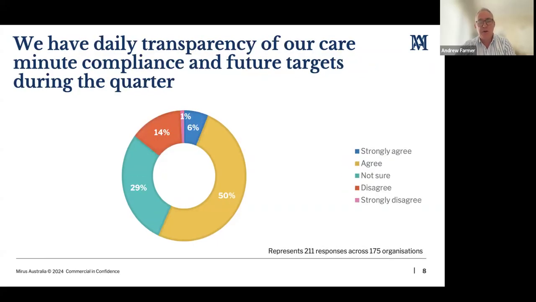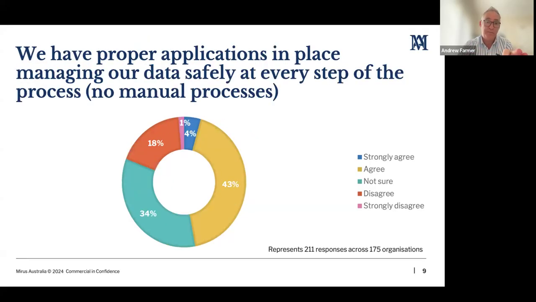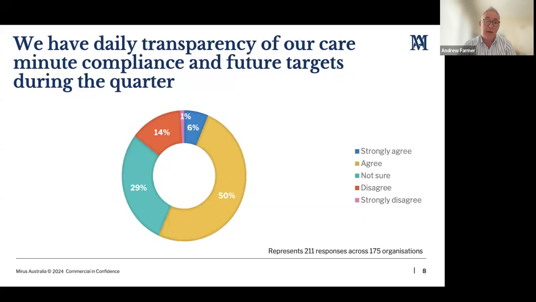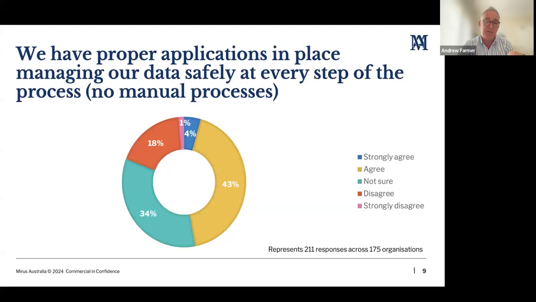We have daily transparency of our care minute compliance and future targets during the quarter. So not just that we can do our QFR reporting at the end of the quarter, but that we actually have some transparency of how we're going and how we're moving towards our future targets during the quarter. Again, it's really positive that 56% say they do, but still concerning that almost half don't or aren't sure. And probably even more important, a much larger proportion of people, 14% to 15%, disagree or strongly disagree.